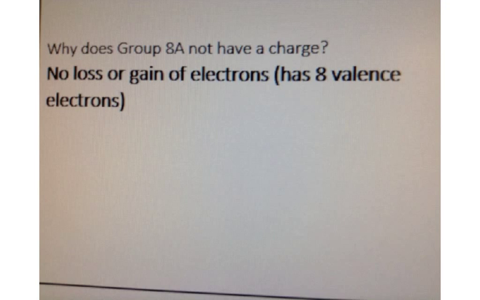When you look at group 8A, that is the noble gases, why did they not have any charges?